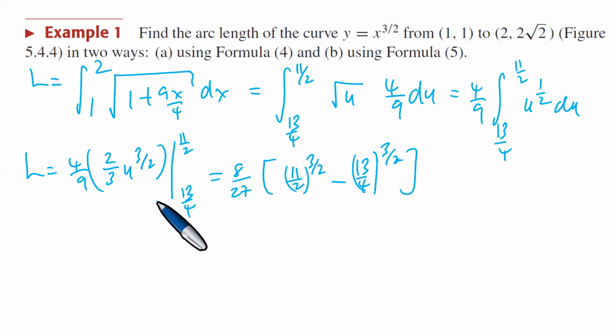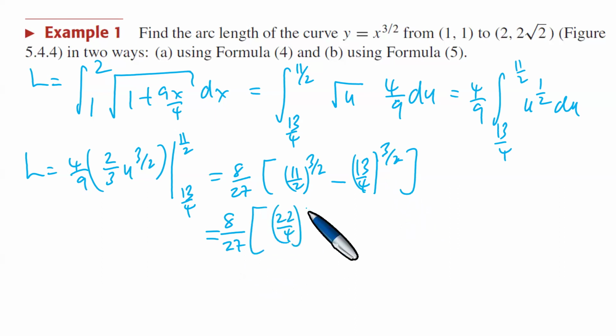And this answer can also be written as what? It is the answer, but this answer can be written nicely. But how so? Because this is like 3 over 2, 3 over 2. So you can also write it as 22 out of 4, 3 out of 2, 13 out of 4, 3 out of 2.